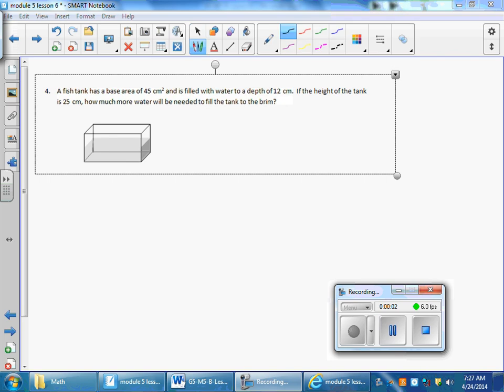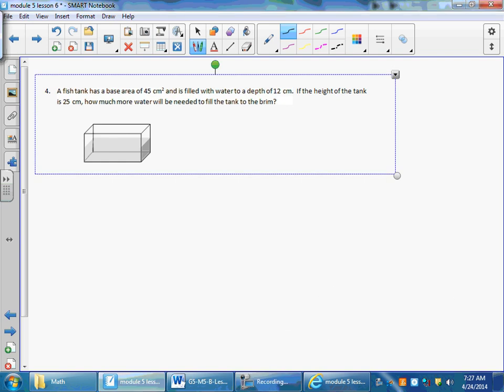Okay, and to finish up, we have questions 4 and 5 from Lesson 6, Module 5 for volume. Question 4, a fish tank has a base area of 45 square centimeters and is filled with water to a depth of 12 centimeters. If the height of the tank is 25 centimeters, how much more water will be needed to fill the tank to the brim? Okay, let's break this down a little bit.